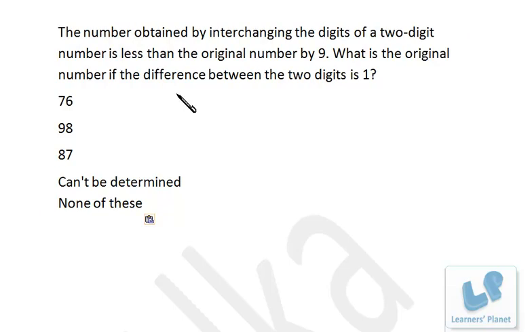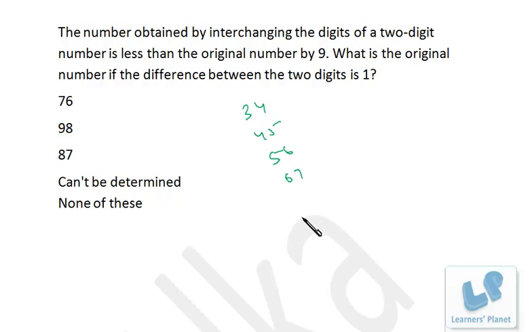In this question, the number obtained by interchanging the digits of a 2-digit number is less than the original number by 9. What is the original number if the difference between the 2 digits is 1? See friends, whenever the difference between the 2 digits is 1, the difference between the number and its reverse digit number will always be 9. It is true for any number. You can take the examples 34, 45, 56, 67, right? So you have more than one option, right?